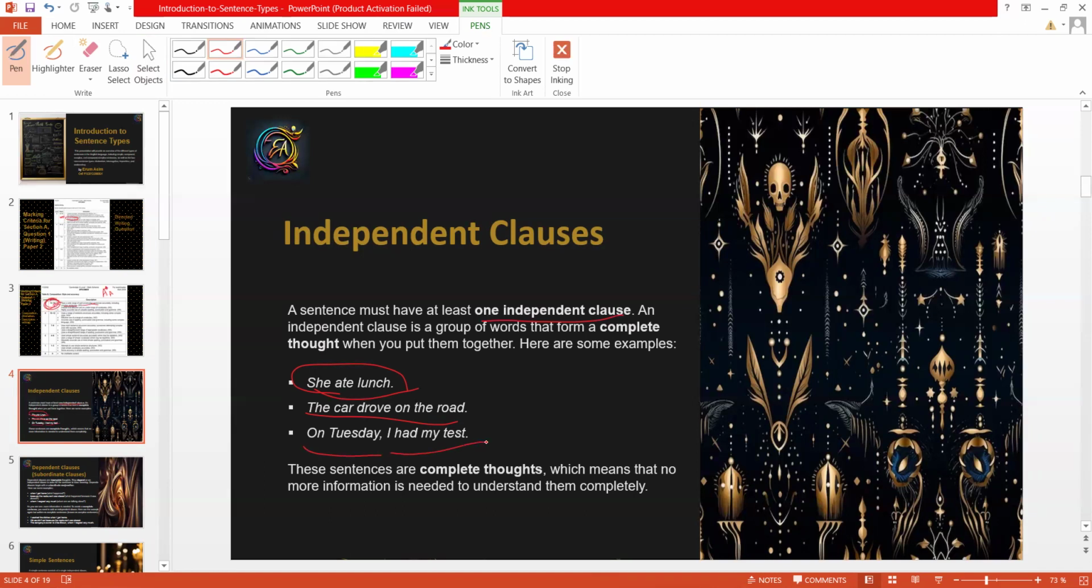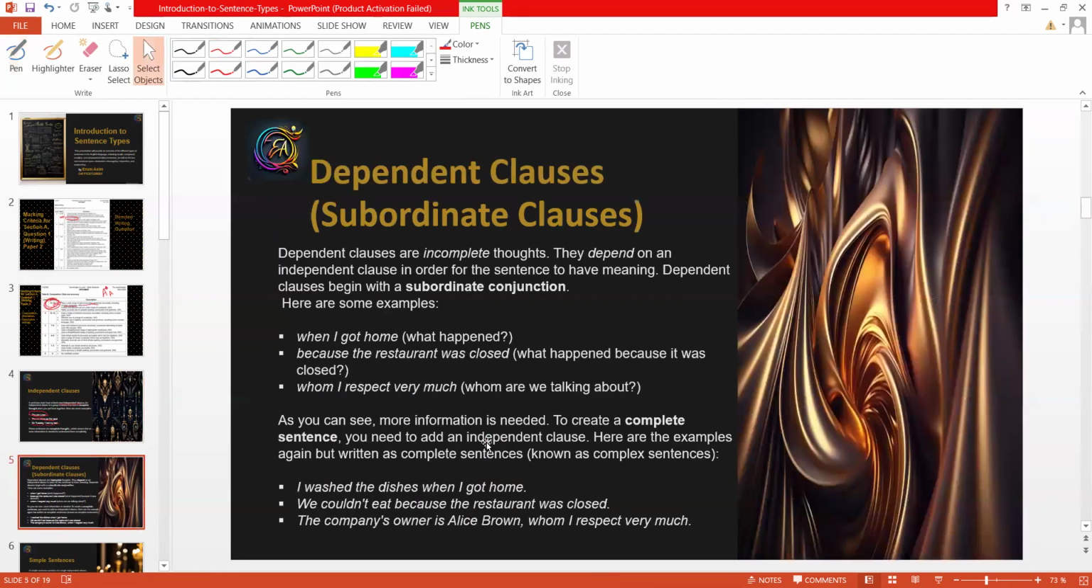On Tuesday, I had my test. A complete sentence. We don't need to write anything else. Okay, it is making sense. Nothing is left incomplete. Now, when we talk about independent clauses, it's somewhat the same as the simple sentence. That is the reason why at times I'm saying a sentence or an independent clause. It means almost the same thing.